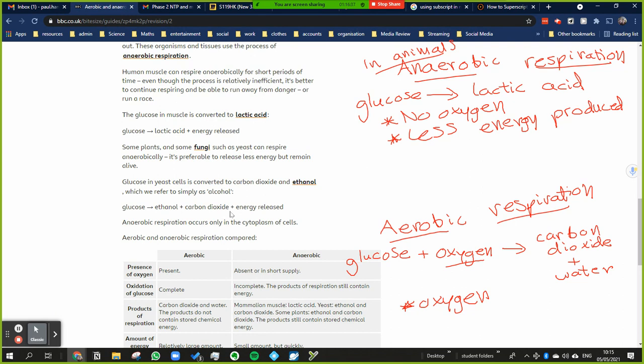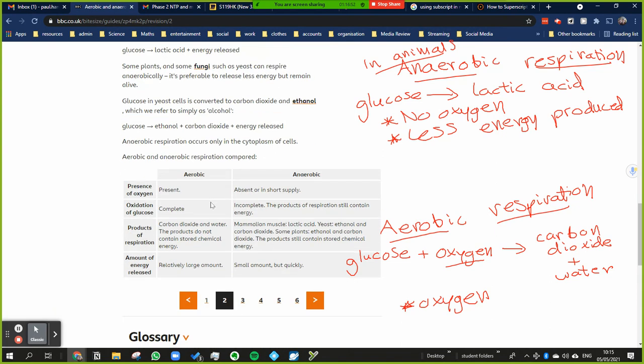So we use the carbon dioxide to make the bread rise, and bubbles of carbon dioxide push the bread out, and so we have this nice soft bread. And we use yeast to do that. Okay, so that's the basics of anaerobic respiration, and there's a sort of table that compares the two there.